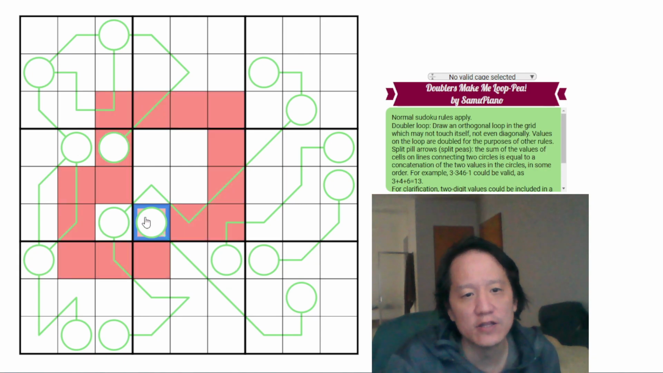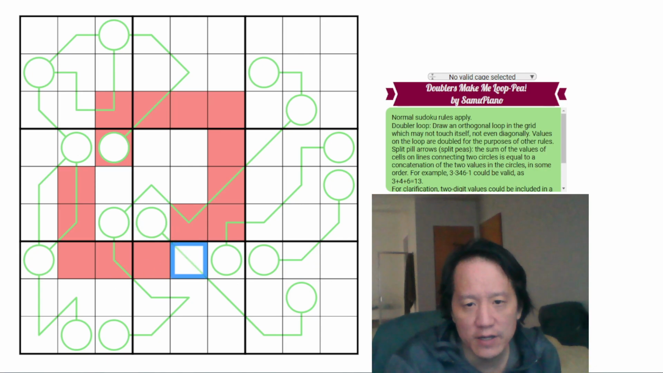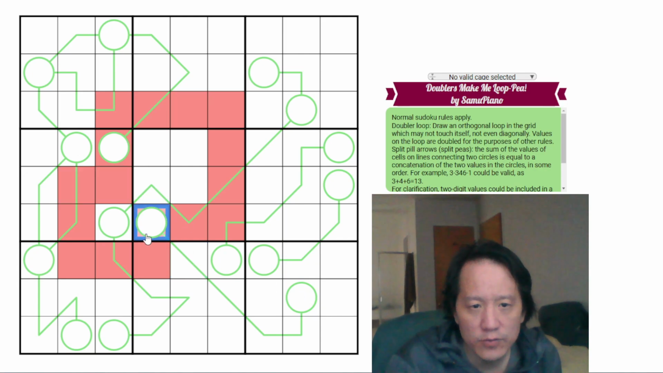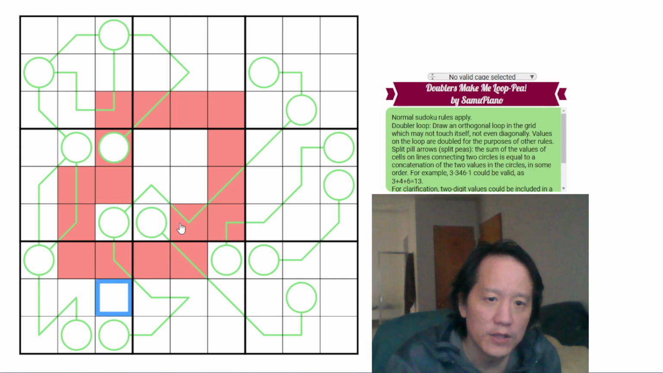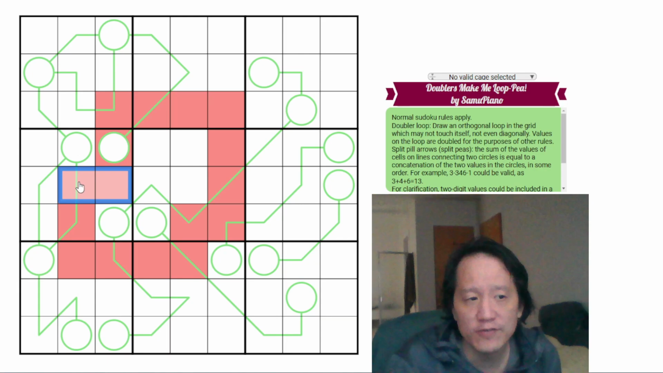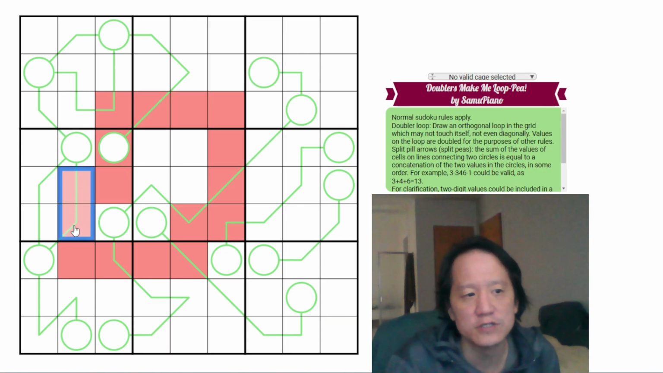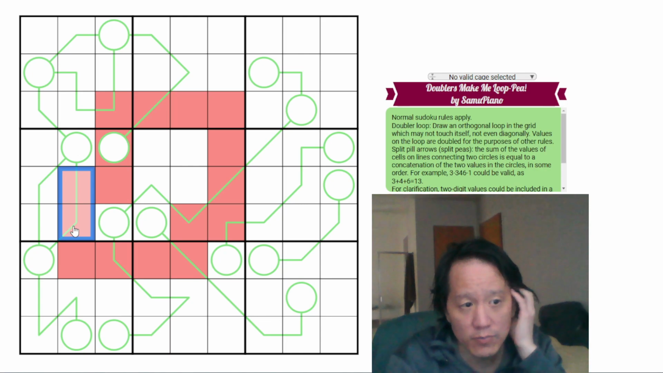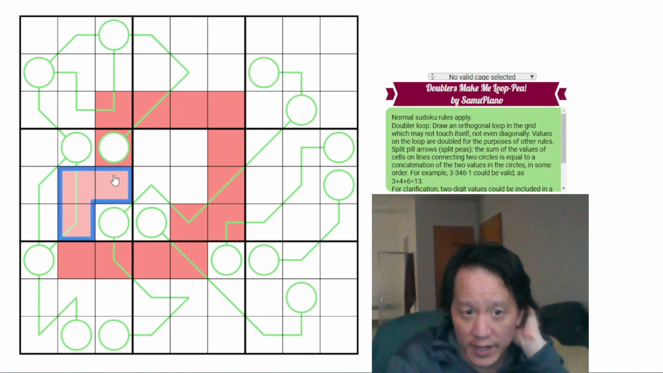This is not a valid loop because it touches itself diagonally. Now, if we remove that and we made it here, whoops. We want to remove this one specifically and move it here. This is a valid loop because it does not touch itself. Obviously, on the loop, it touches itself in one spot, and you could have a diagonal touch there, but it just cannot touch itself once it moves away.